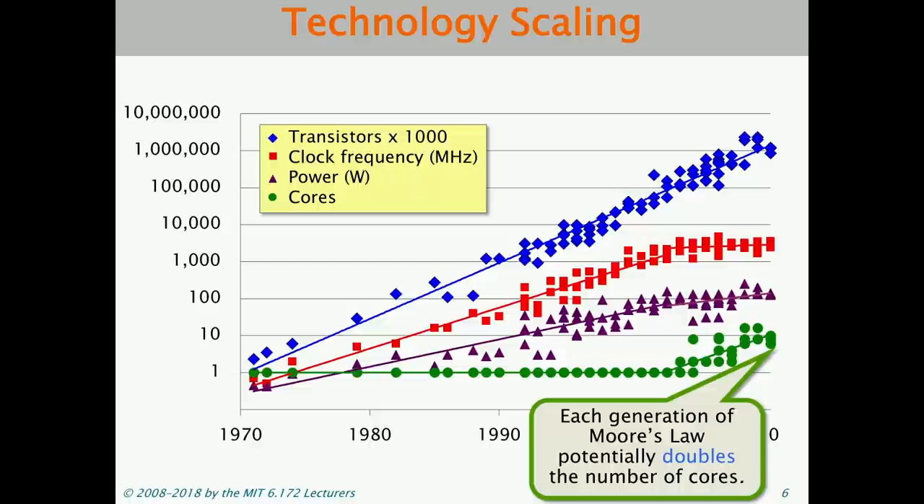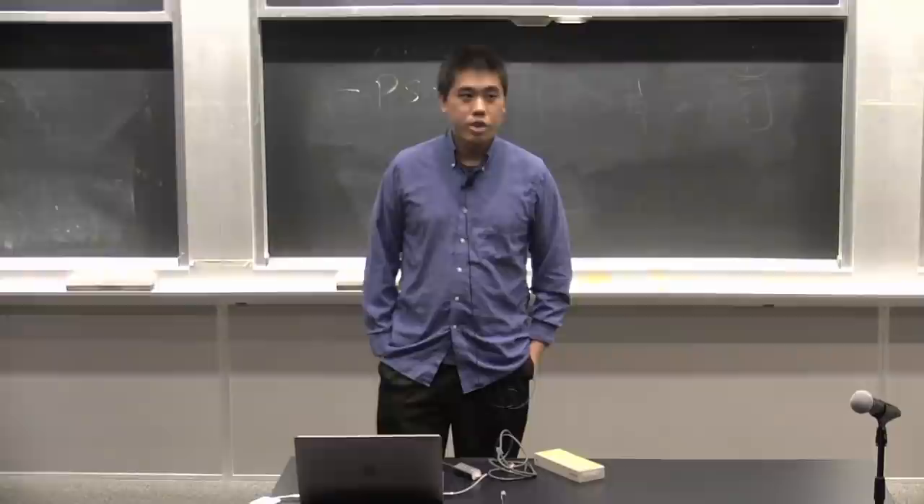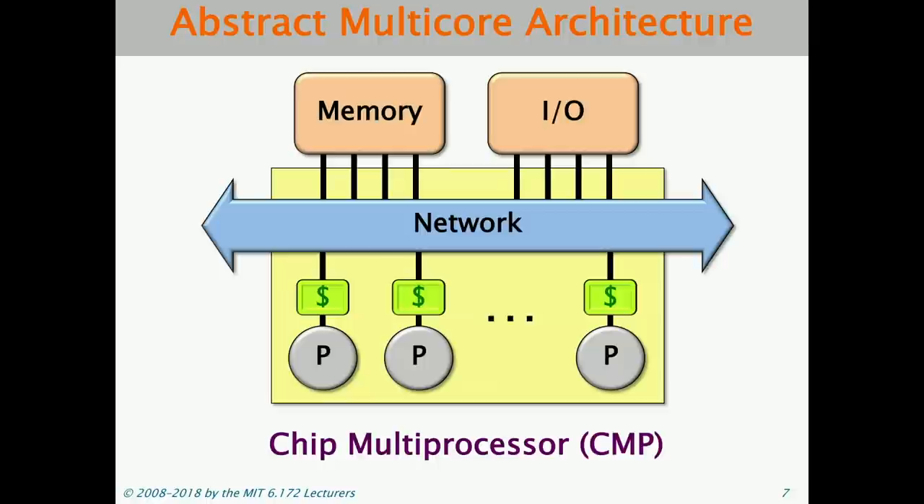So I first want to introduce the abstract multi-core architecture. So this is a very simplified version, but I can fit it on this slide, and it's a good example for illustration. So here we have a whole bunch of processors. They each have a cache, so that's indicated with the dollar sign. And usually they have a private cache as well as a shared cache. So a shared last level cache, like the L3 cache, and then they're all connected to the network. And then through the network, they can connect to the main memory.